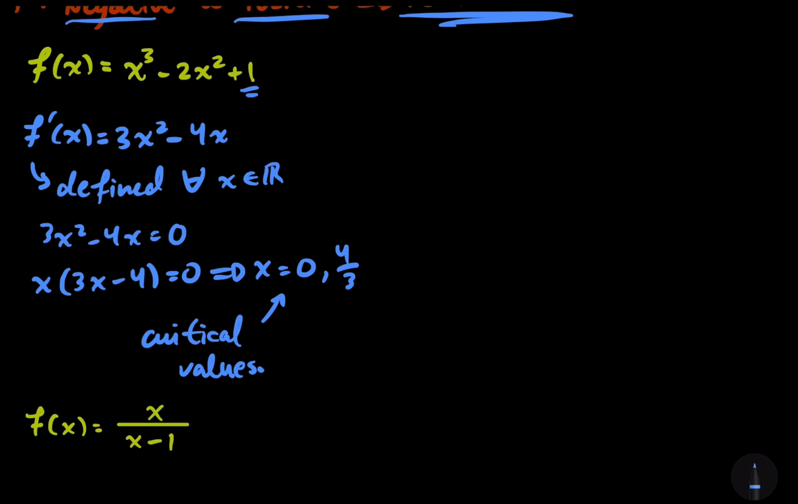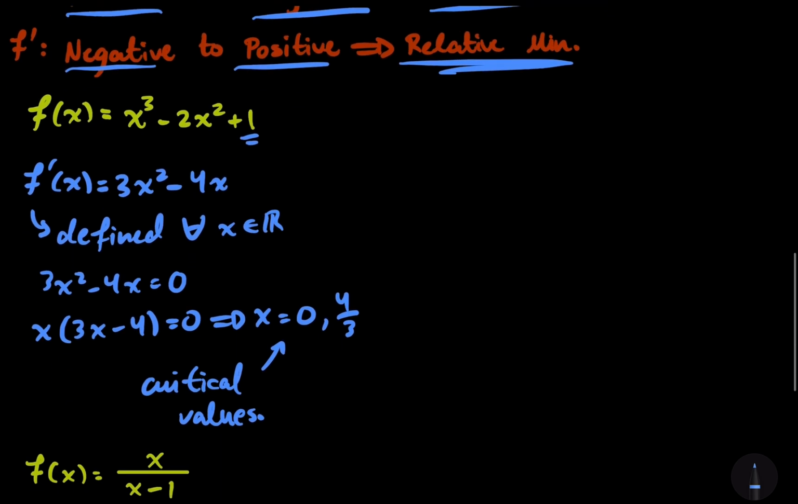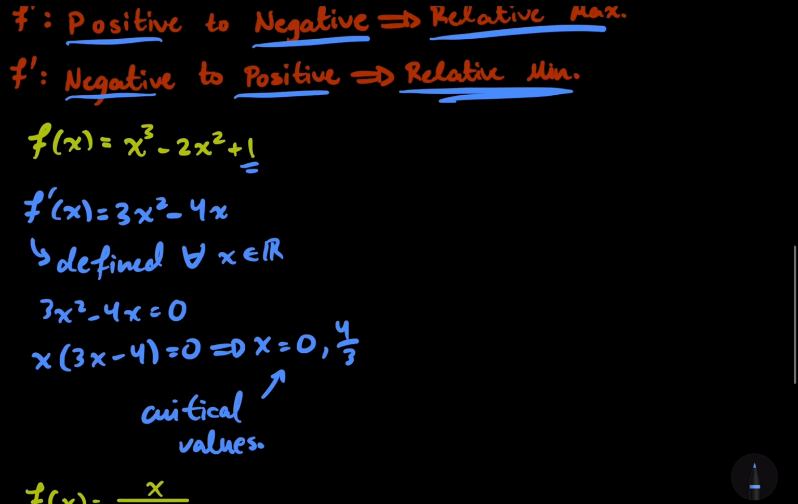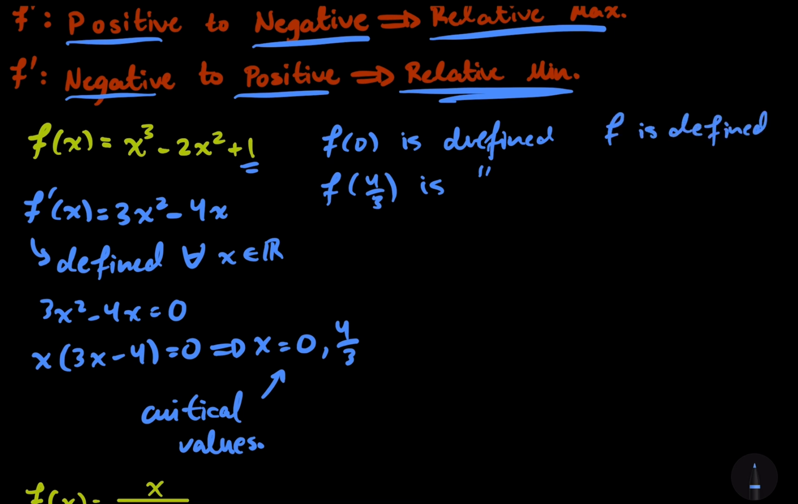Now we need to actually use the first derivative test, right? So first of all, is f defined at these points? Well, we know that f of 0 is defined, and we also know that f of 4 over 3 is defined. And why do we know that? Well, because we know that f is defined for all real numbers, because f is just a polynomial function. So for all x is a member of R.